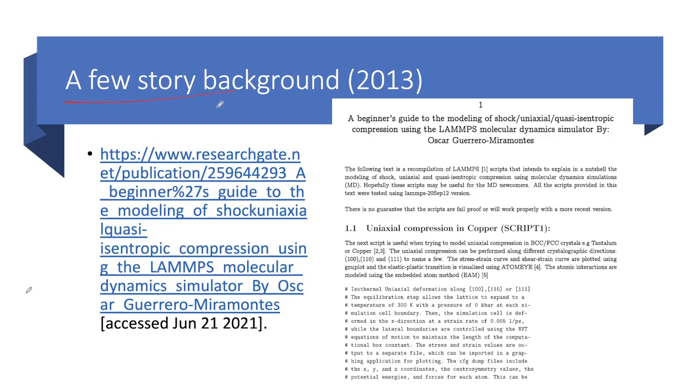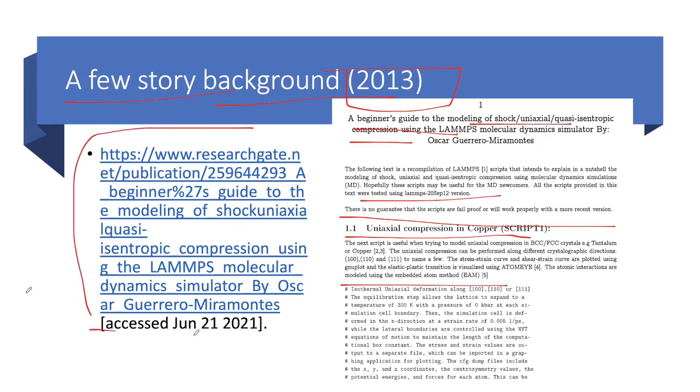Just to give some background history, I think that in 2013 I made this beginner guide for modeling quasi-isentropic compression, and in this one I remember that I used a hack. You can see it right here, because it's on ResearchGate. But anyways, at that time there was no way to quasi-isentropically compress the materials. And I think that they read this guide and decided to do something about it.